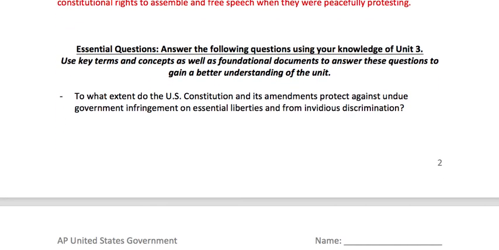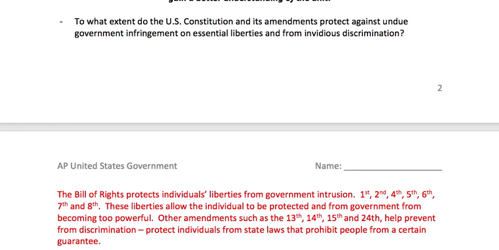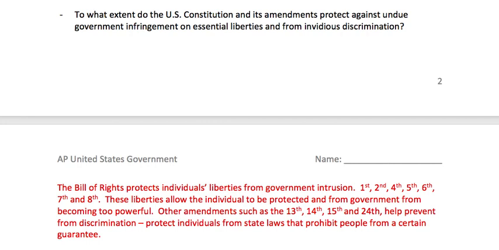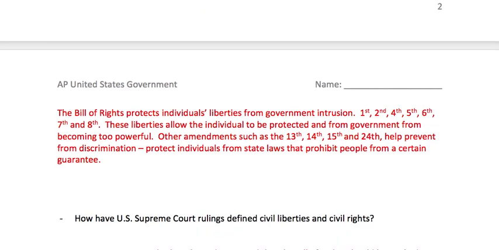And then just looking at our essential questions: to what extent does the United States Constitution and its amendments protect against undue government infringement on essential liberties and from invidious discrimination? We're looking at the Bill of Rights. It protects liberties, so government intrusion: 1st, 2nd, 4th, 5th, 6th, 7th, and 8th Amendments. The liberties allow the individual to be protected from the government becoming too powerful. Other amendments, such as 13th, 14th, 15th, help prevent discrimination. This protects individuals from state laws that prohibit people from a certain guarantee.